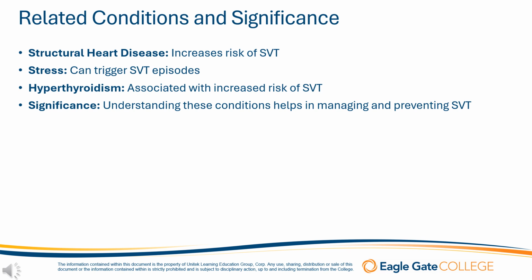Screen patients with symptoms of hyperthyroidism, such as weight loss, heat intolerance, tremors, and anxiety, for SVT. Thyroid function tests should be conducted to diagnose and manage hyperthyroidism effectively. Treating the underlying hyperthyroidism can help to reduce the frequency and severity of SVT episodes. This may involve medications such as beta blockers to control symptoms and antithyroid drugs, radioactive iodine, or even surgery to manage thyroid hormone levels.